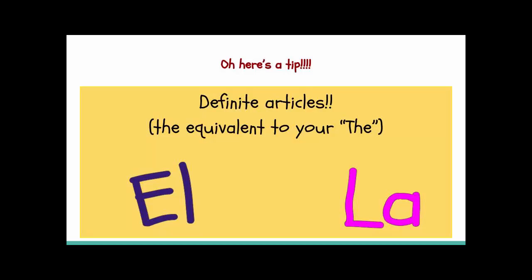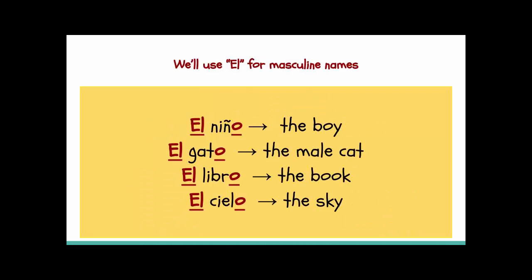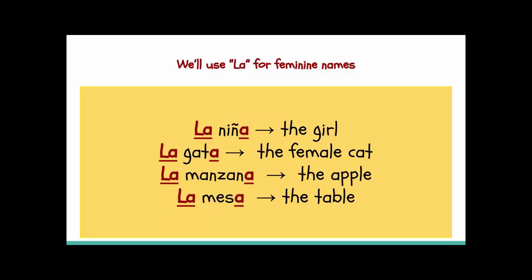Spanish articles in singular are el for masculine nouns and la for feminine nouns. These two words, el and la, are called definite articles and both mean the. This is the only way to learn the gender of a noun correctly. Here we have some examples of masculine nouns: el niño, el gato, el libro, el cielo. And here we have some examples of feminine nouns: la niña, la gata, la manzana, la mesa.